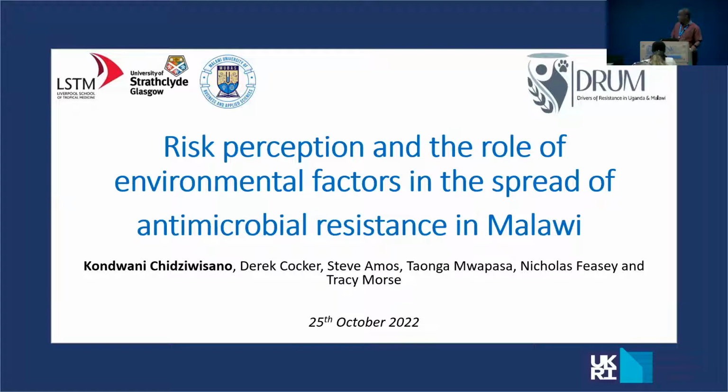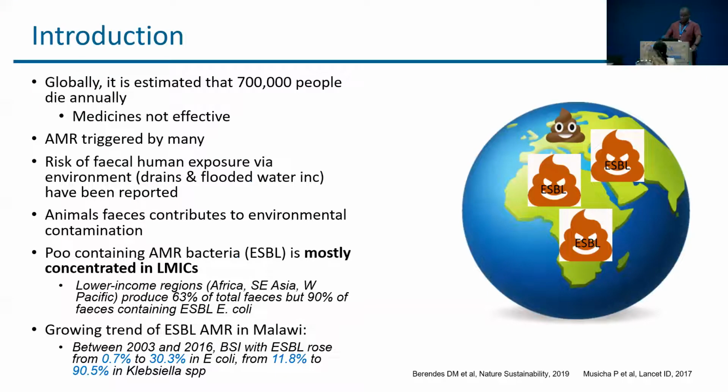All right. Thanks very much. As I said, I am Kondwani Chidziwisano from the Malawi University of Business and Applied Sciences in Malawi. And I'm here to make a presentation on research about risk perception and the role of environmental factors in the spread of antimicrobial resistance in Malawi. So globally, it is estimated that about 700,000 people die annually due to medicines no longer working on curable infections.